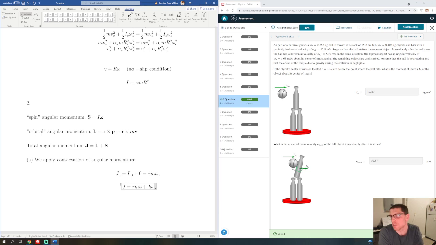And I think that's it. Let me just double check this. But for the collision, there is only orbital angular momentum. After the ball keeps going, it just slows down a little bit and the bottle starts to spin, yeah, with some known angular speed about its center of mass.